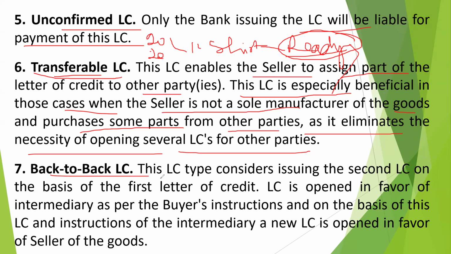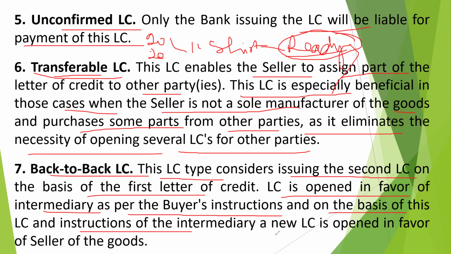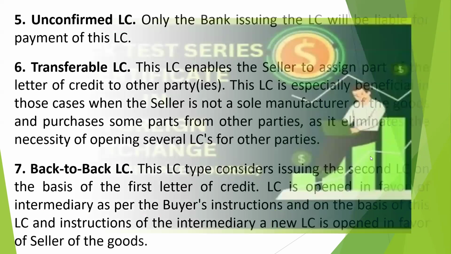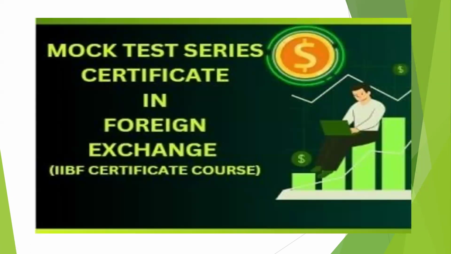Back to back LC. This type of LC involves issuing a second LC on the basis of the first letter of credit. An LC is opened in favor of the intermediary as per the buyer's instruction, and on the basis of this LC instruction of the intermediary, a new LC is opened in favor of the seller of the goods. So in this way, back to back LC will be working. So these all are the very important types.